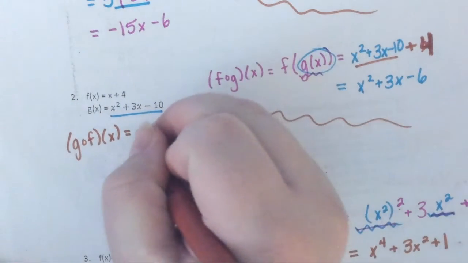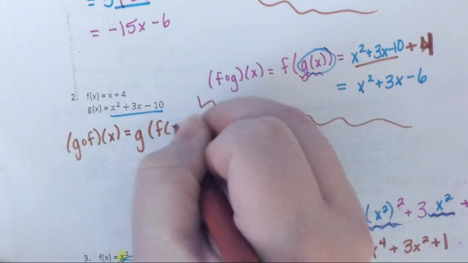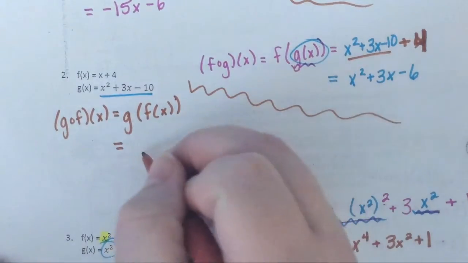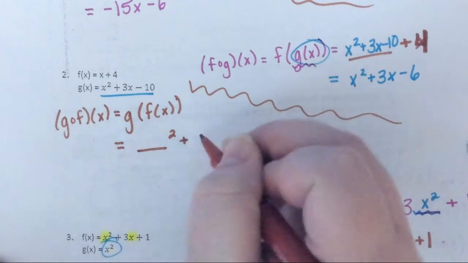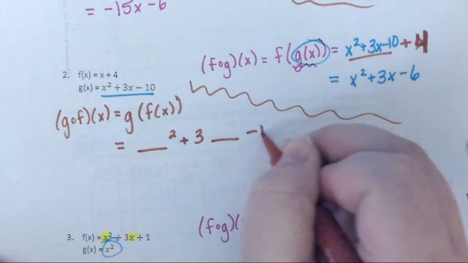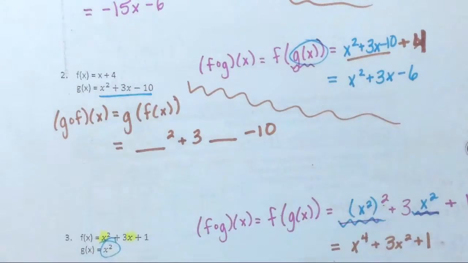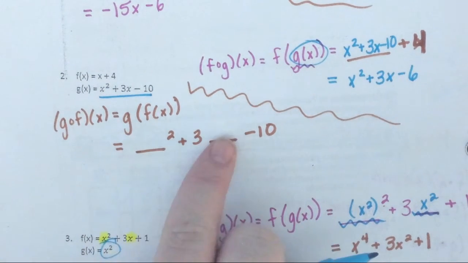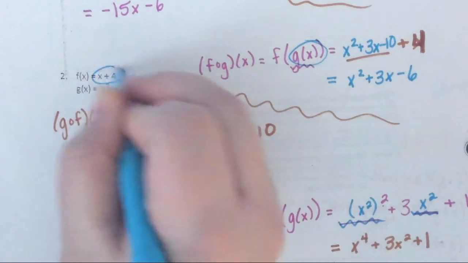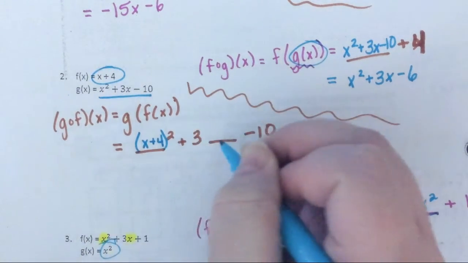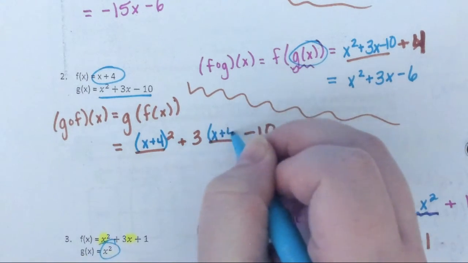So I want g at f of x. So g, and this one is complicated, g was x squared plus 3x minus 10. Because g is on the outside, and that's what g was. But everywhere I see an x, so those 2 blank spots, I'm going to plug in f. So it's going to be x plus 4, and then x plus 4 again.